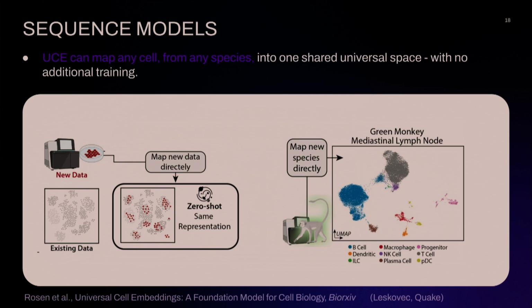universal space. Let's see if this pointer works. So you can see in gray there, we have the data, this universal cell embedding space. And then if you have new data, you're sequencing new cells and you want to know what they are, you can just map them directly onto this universal cell embedding space and understand what they are. And they demonstrated this nicely with novel sequencing data from the African green monkey lymph nodes, for example.